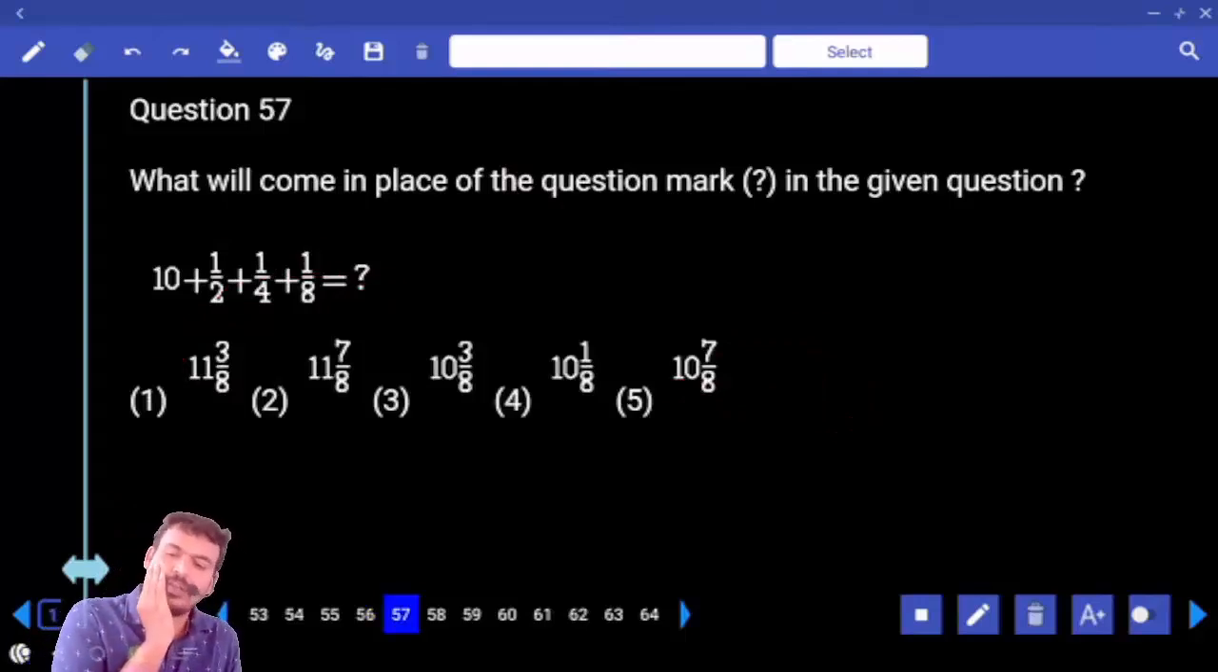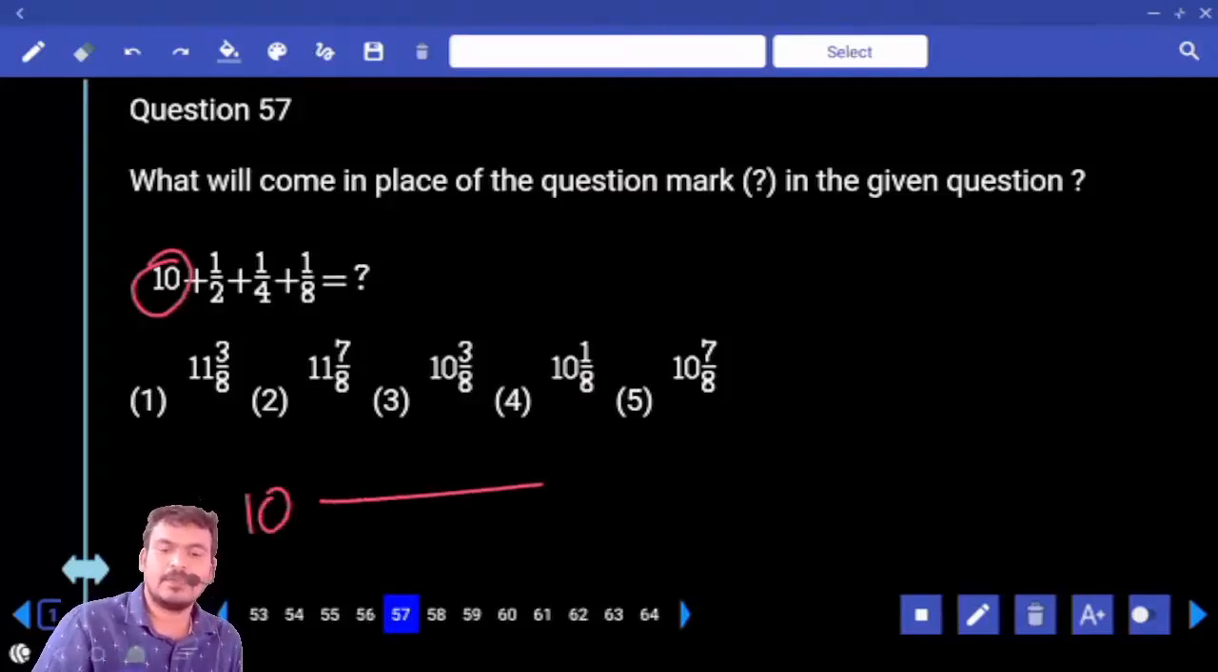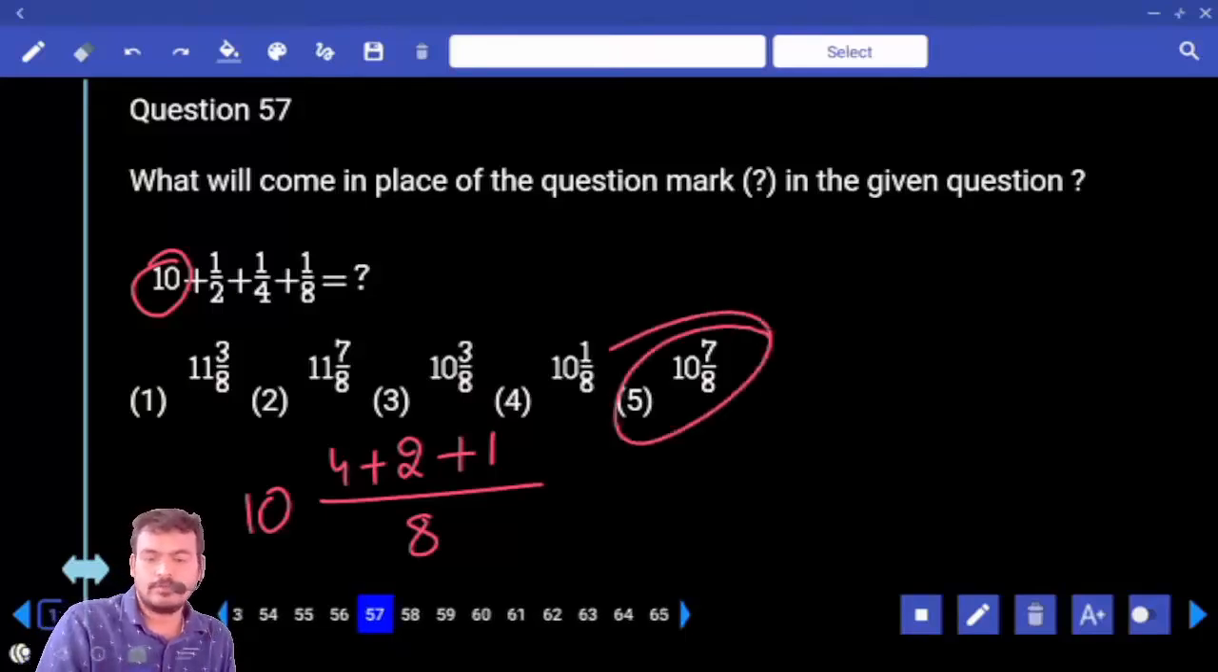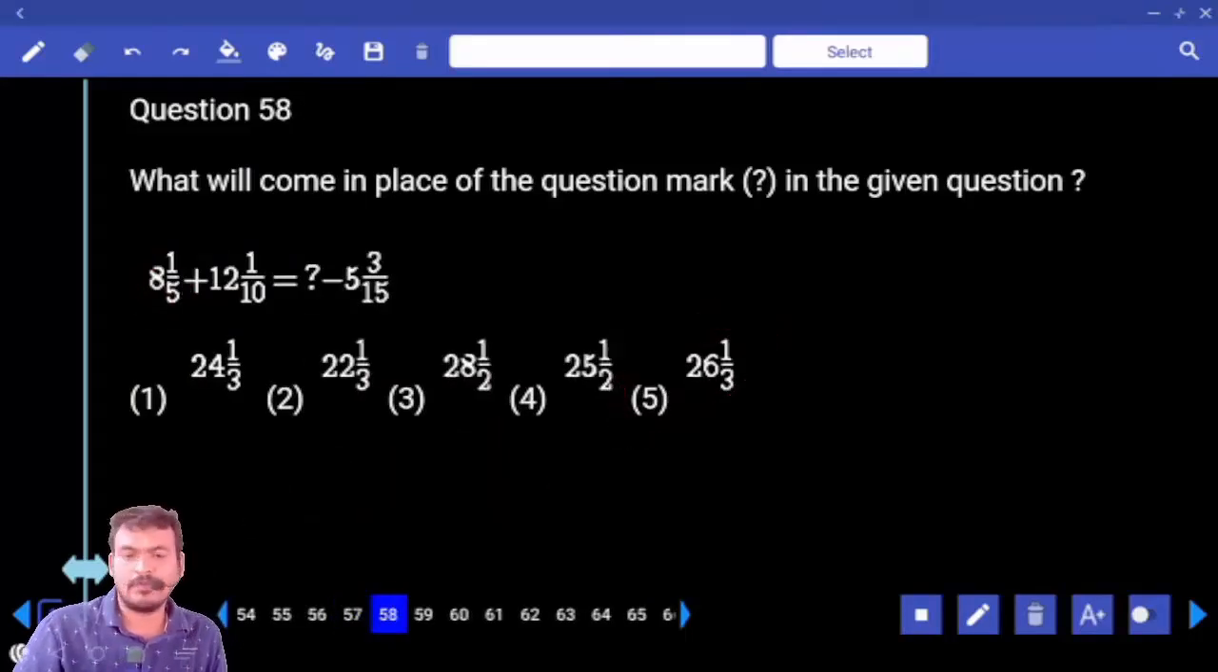All the options are given in mixed fractions or not? Okay. Already integer value 10. Then take the LCM of the fractions. 2, 4, 8. LCM 8. 2 how many times? 4 times. 4 how many times? 2 times. 8, 1 time. Then total answer 10, 7 by 8. Which option? Fifth one. Next, question number 58.